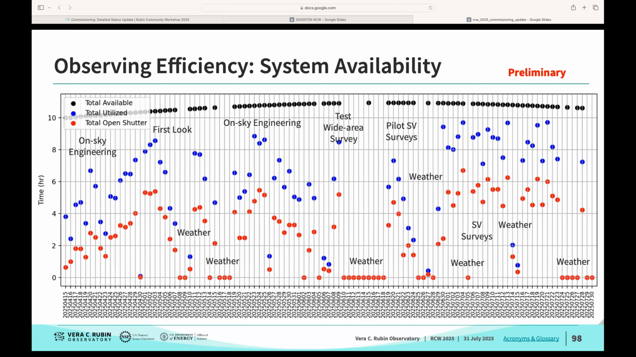But what I'll call your attention to is that if you look to the right side of the plot, you can see that there are periods, starting in early July, where we've had pretty stable performance running the SV surveys whenever the weather has been cooperative. On those nights, we're typically achieving something like 700 science program visits per night. So we're able to achieve that steady performance now.